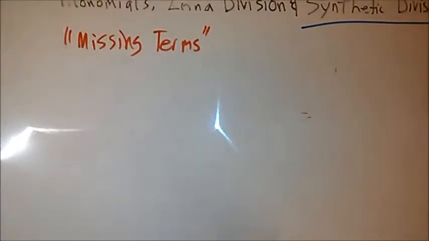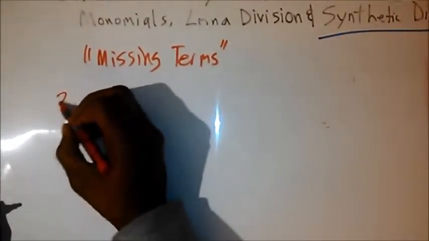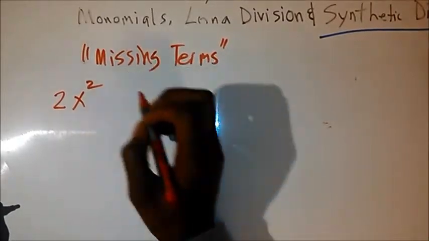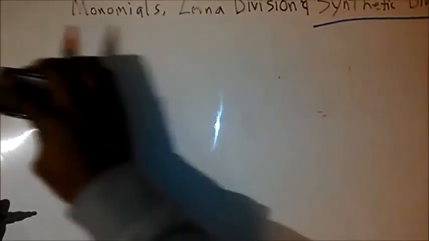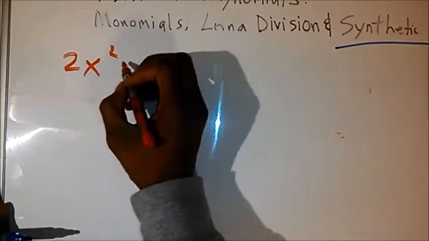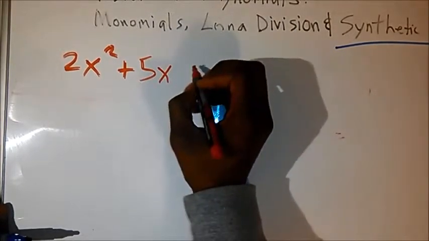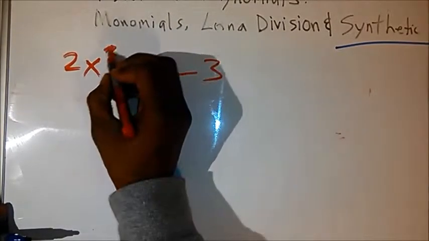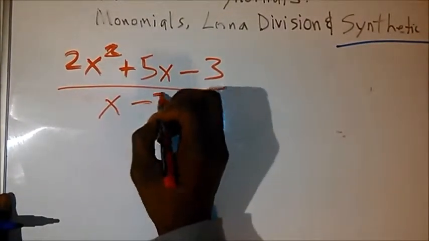Let us try 2x squared. We may or may not have missing terms. I'm going to erase that, it's annoying. I have more space. 2x squared plus 5x minus 3. That's a square, sorry. Divided by x minus 3.